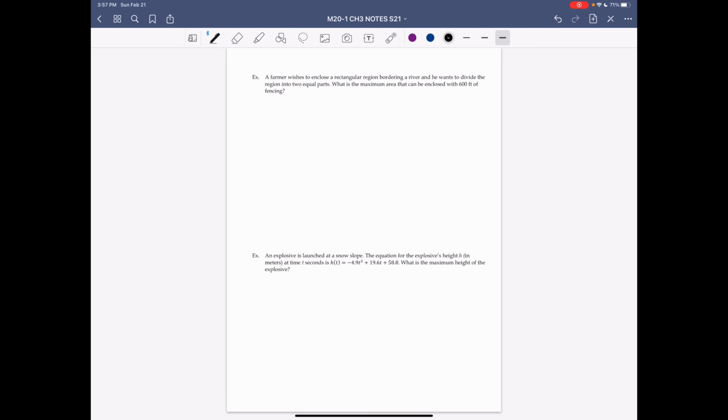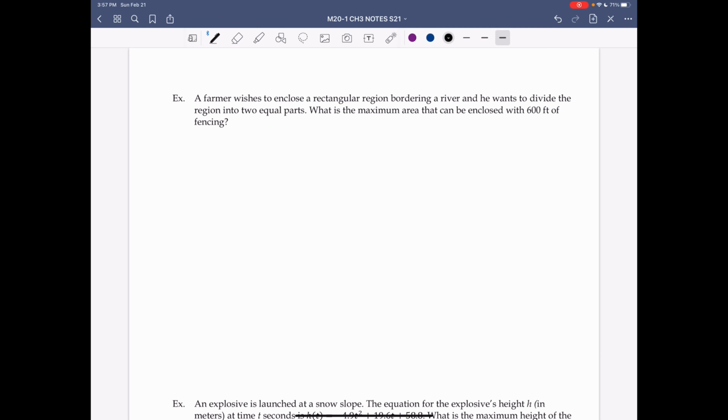Example, a farmer wishes to enclose a rectangular region bordering a river, and he wants to divide the region into 2 equal parts. What is the maximum area that can be enclosed with 600 feet of fencing? So this is another type of problem that is very common, and it is called an area problem. So we've seen revenue problems and now area problems. The first thing I recommend is to draw a picture.